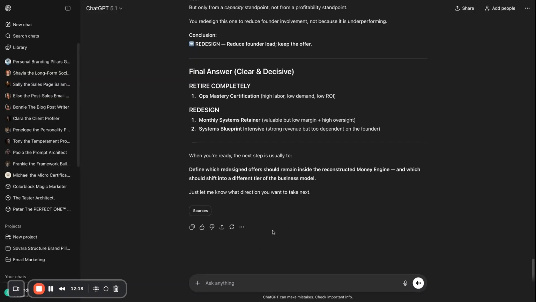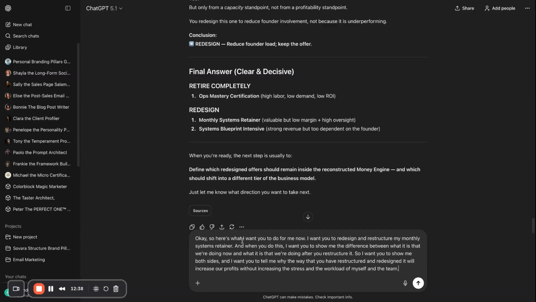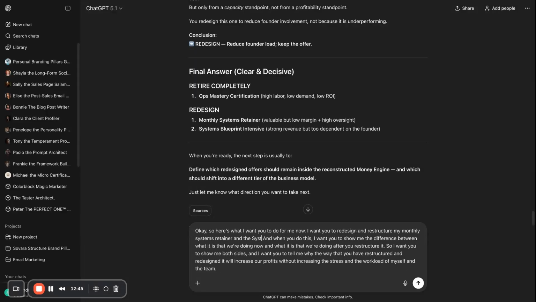Okay. So now we're going to go with the next prompt. The systems retainer, let's see, we're going to adjust this, and the systems blueprint intensive.